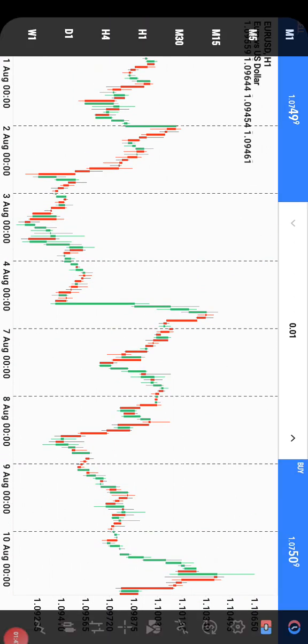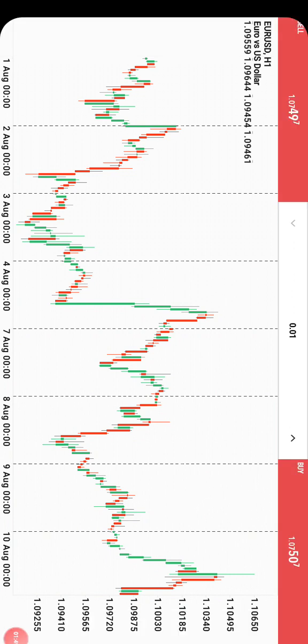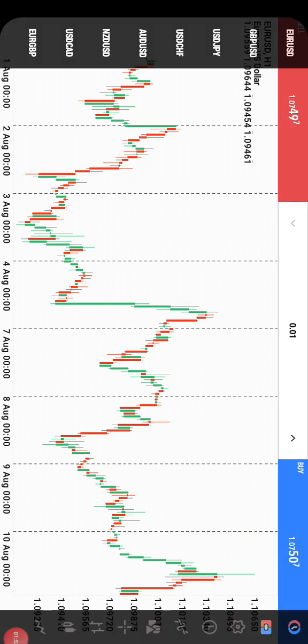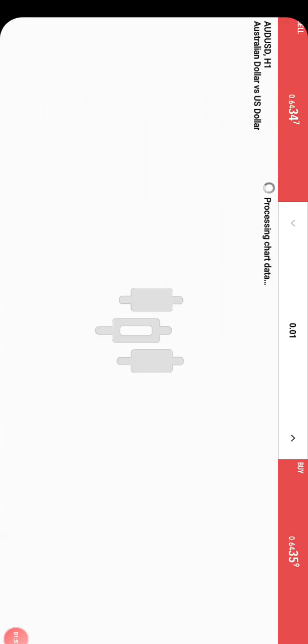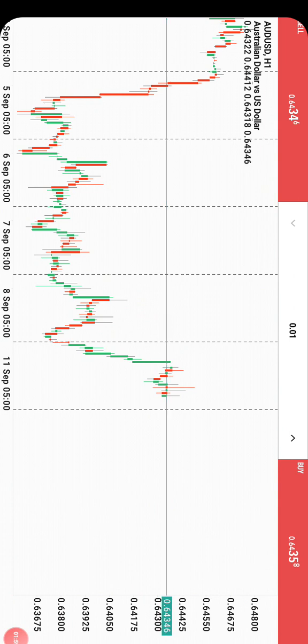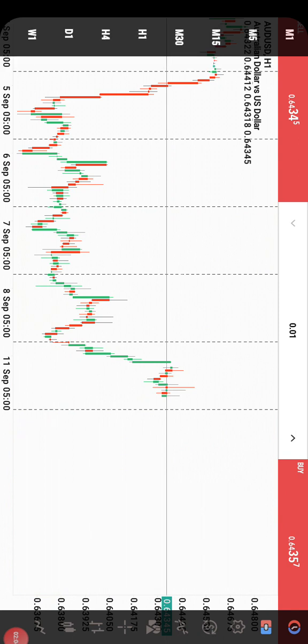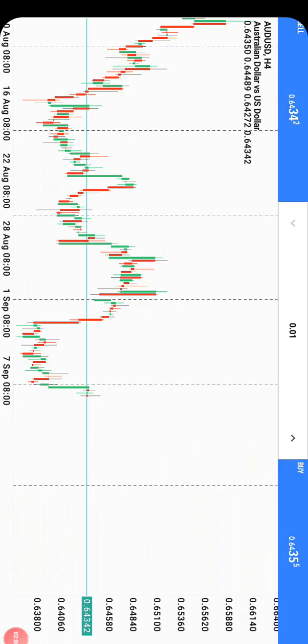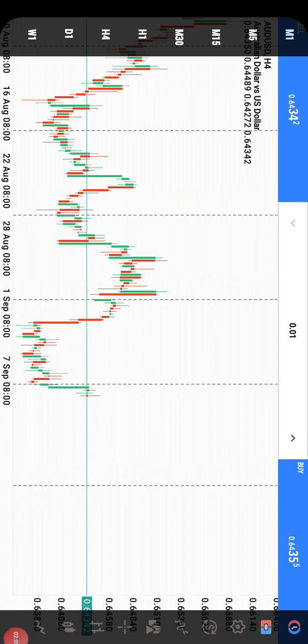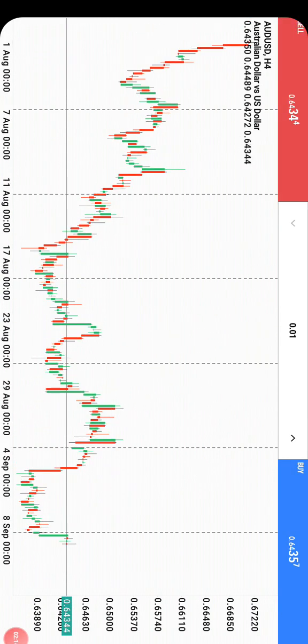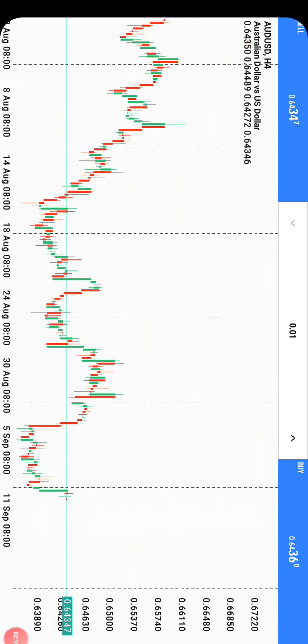Let's change our time frame. Let's put our time frame in 4 hours. Okay, so the time frame is now in 4 hours, so that we can see clearly. Because if you want to see trends, you can only see trend on longer time frames.